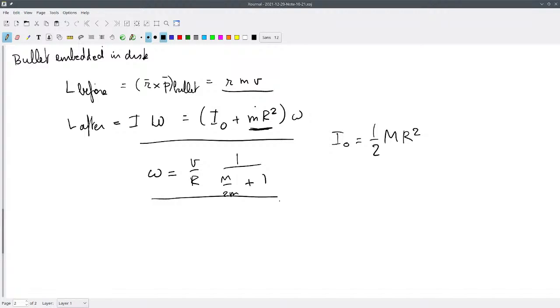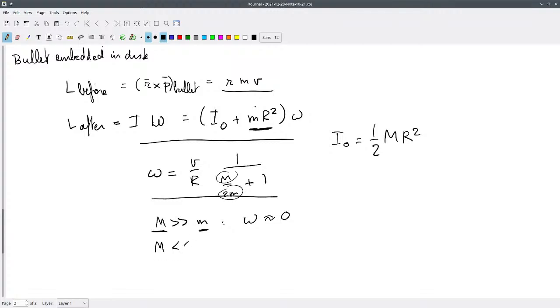So we can look at the limit if M is much greater than little m. If M is much greater than little m, then we have a very heavy disk and a very light bullet. So what will happen is omega will be, well, if this is much greater than that, then omega will be about 0. Something that makes sense as well. If there's a heavy disk, we won't be able to make it spin with a very light bullet.